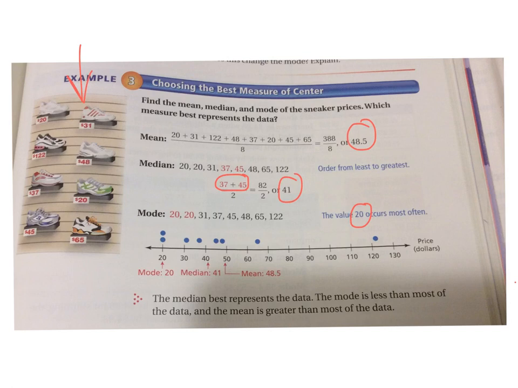Next, I have the median of 41 and the mean of 48.5. They're very similar, they're very close to each other, but I feel that the median best represents this data. The mode, as we've already talked about, is less than most of the data, and the mean this time is greater than most of the data. So even though the median and the mean are very close, I'm going to go with the median as the best representation of this data set.